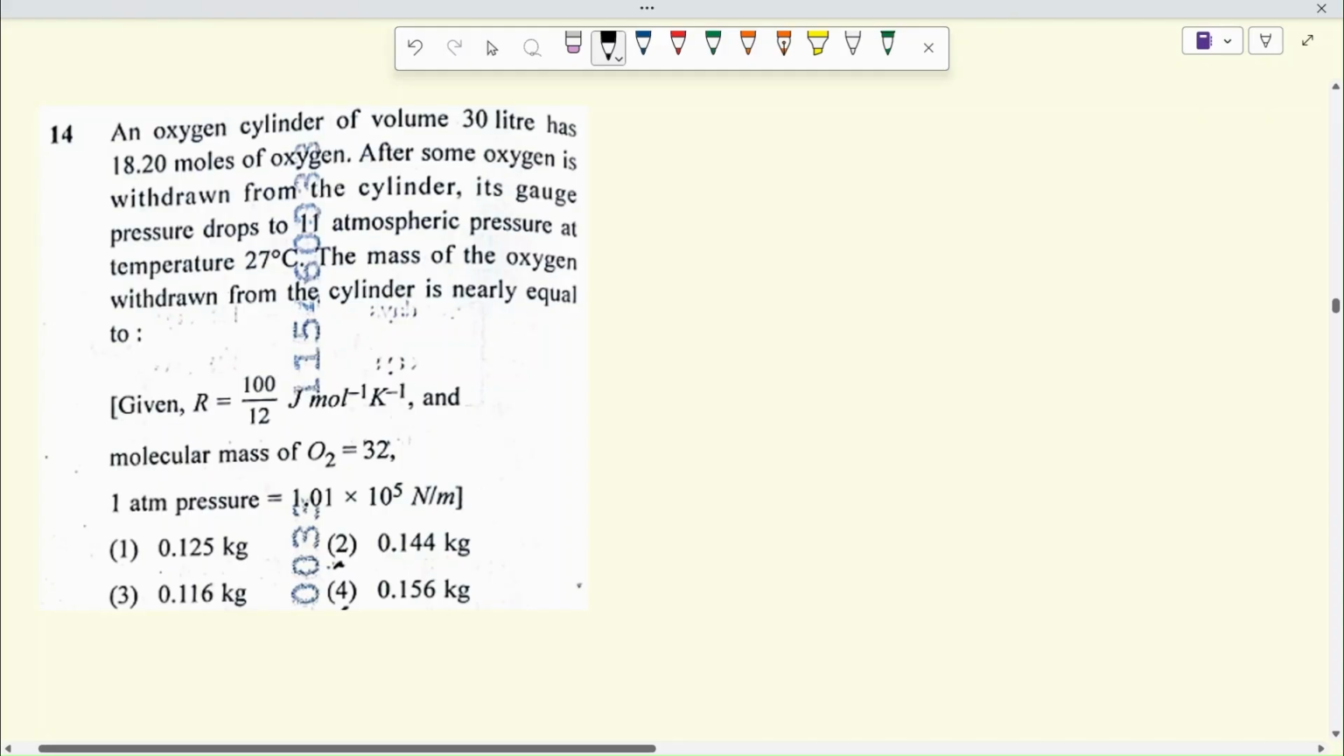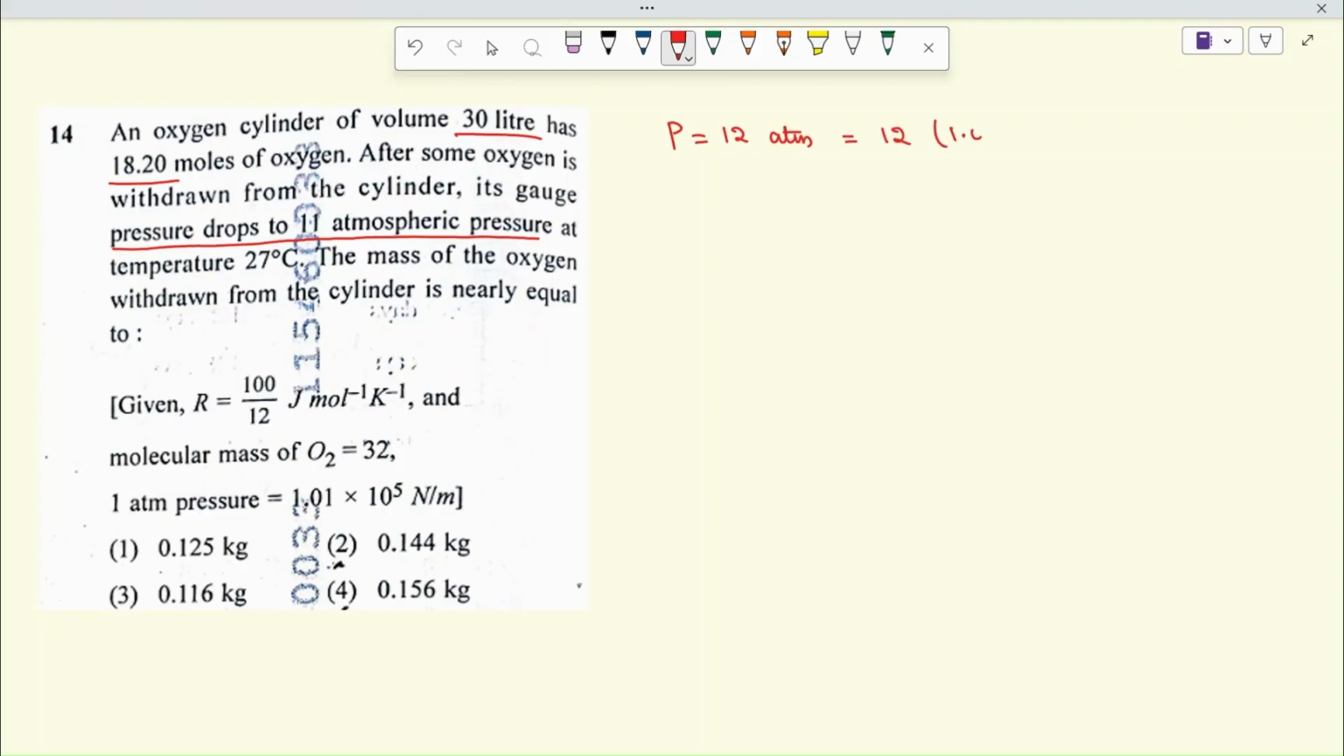14th question. An oxygen cylinder of volume 30 liter has some number of moles. Some oxygen is removed, and now the gas pressure drops to 11 atmospheres, which means total pressure now will be 12 atmospheres. 1 atmosphere is how much? 1.013 into 10 power 5 Pascal. Okay. The mass of the oxygen withdrawn from the cylinder is nearly equal to. We have to find the mass removed.